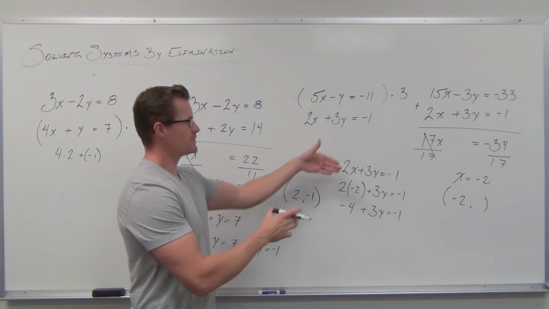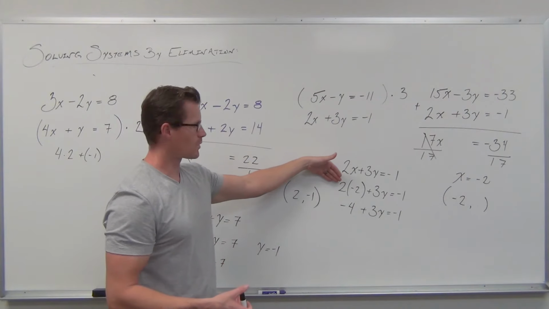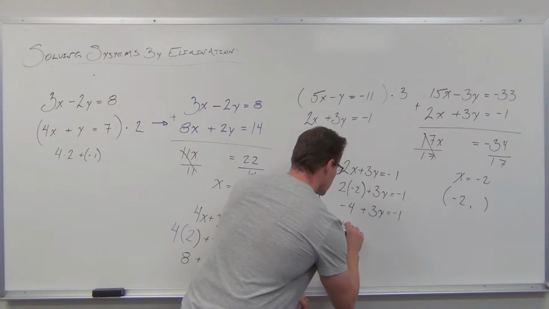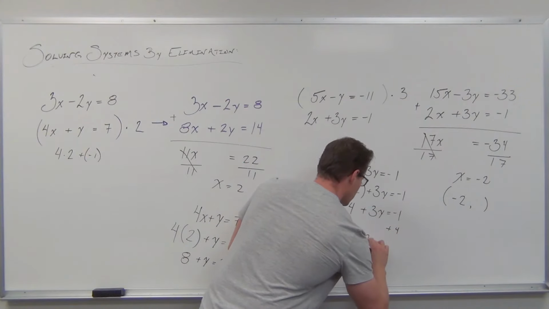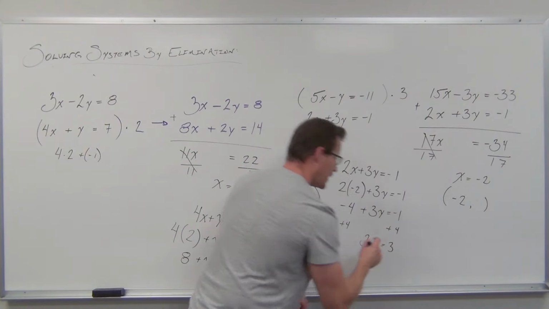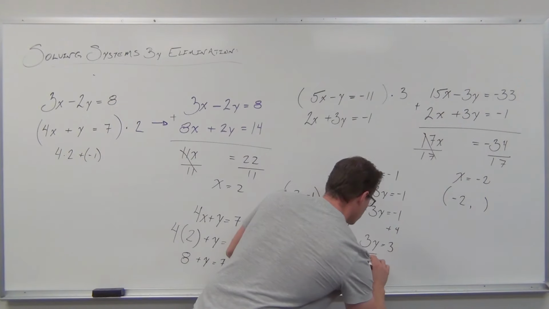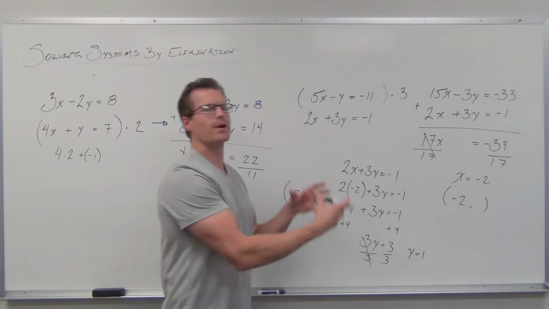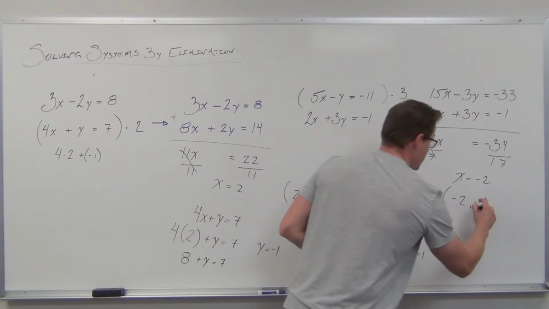So we plugged in -2 for x. We multiply, okay, that's -4. We got plus 3y equals -1. Let's add that 4. And if we divide by 3, we complete the other half, the y coordinate of our point of intersection.